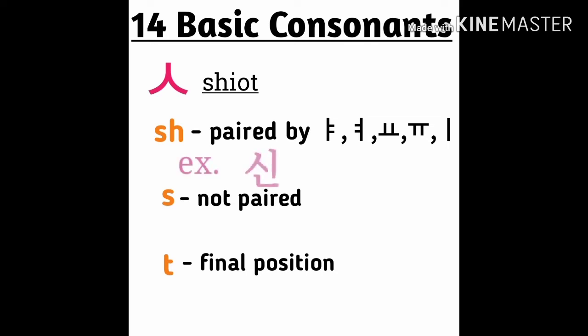For example, because shiot is paired with the vowel e, we will read this one as shin. Next rule. When shiot is not paired with the vowels mentioned above, it will sound as s. For example, shiot here is paired with a. The vowel a was not included on the list of vowels above, so shiot will be pronounced as s only. This one is sun.